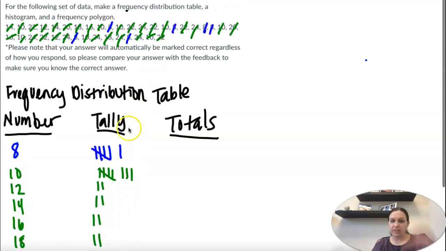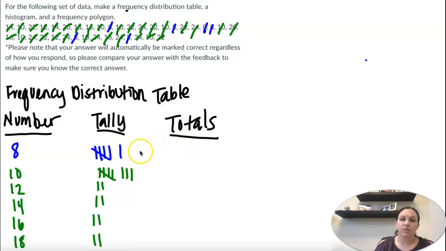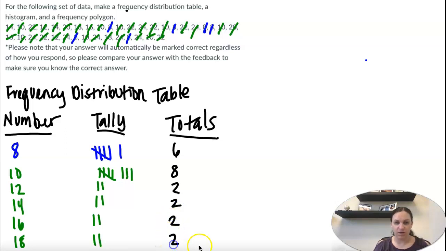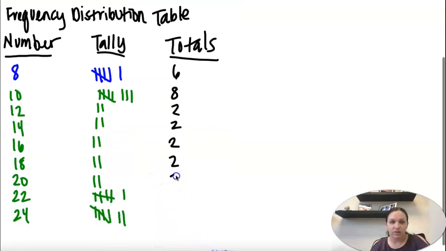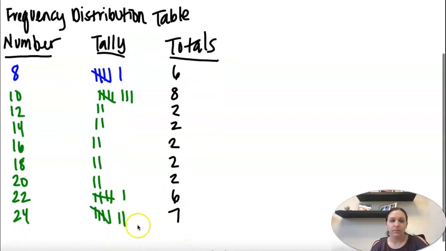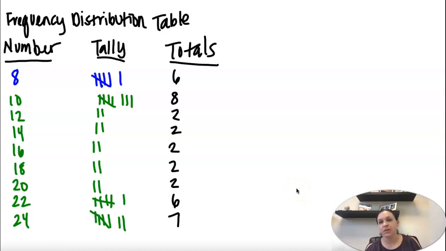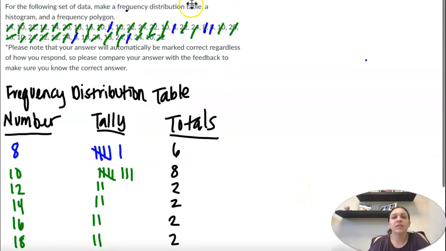So the frequency distribution table is going to help us total up how many numbers of each there are. Okay, so the tallies help because we can just tick as we go along, and now we're going to actually total. So there's 6 8s, 8 10s, 2 12s, 2 14s, 2 16s, 2 18s, 2 20s, 6 22s, and 7 24s. Okay, so that's the frequency distribution table.